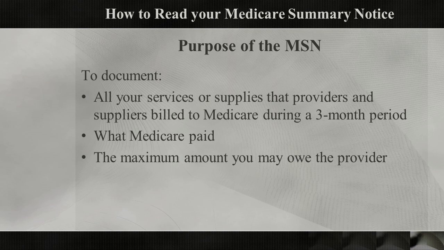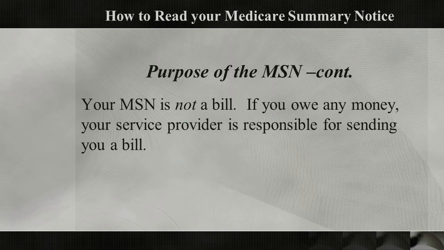I would now like to discuss the purpose of the Medicare Summary Notice. It is to document all your services or supplies that providers and suppliers billed to Medicare during a 3-month period. Also, it will indicate important information regarding your Medicare benefit, such as what Medicare paid for services you received and how much you may be billed for these services. It is important to remember that a Medicare Summary Notice is not a bill. If you are to be directly charged for a service, you will receive a separate bill in the mail.